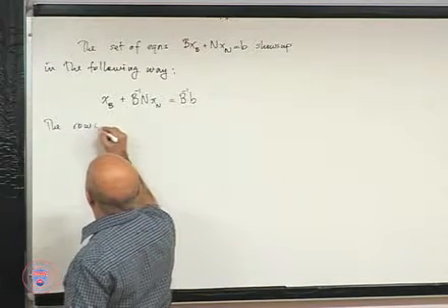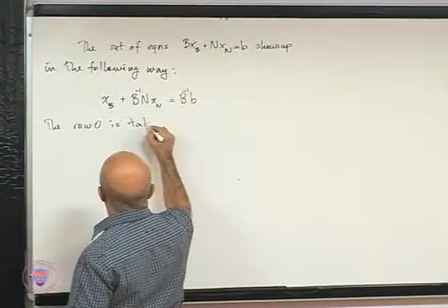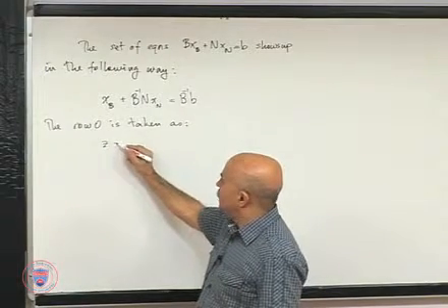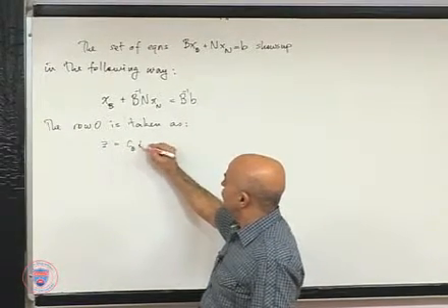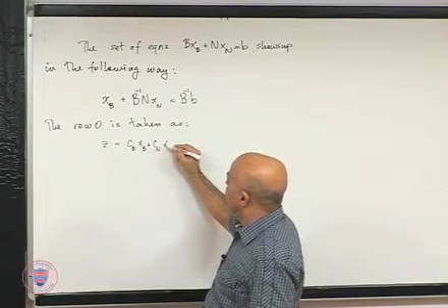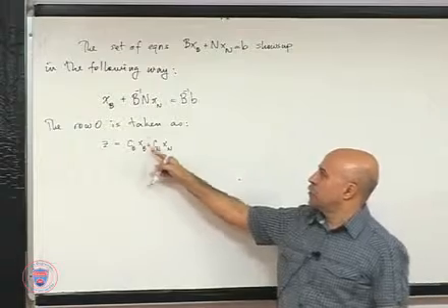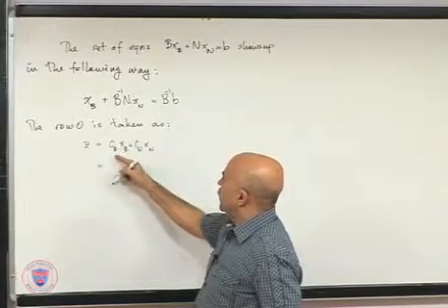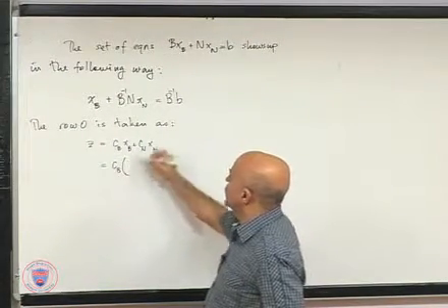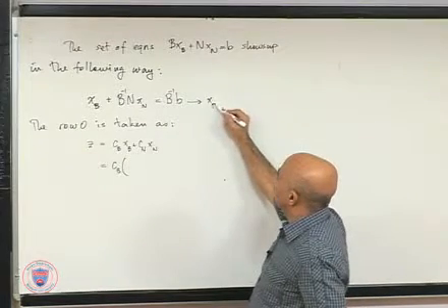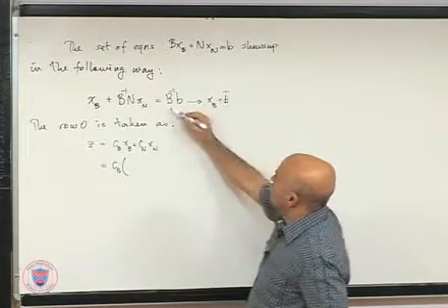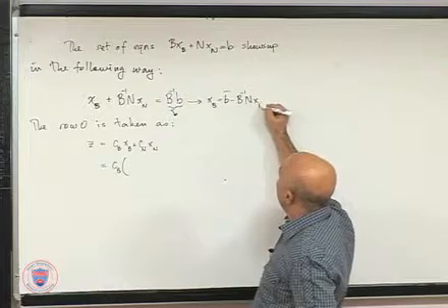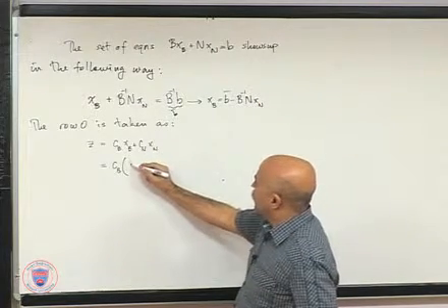The row 0 is taken as follows. We simply take z as CBXB plus CNXN, but we substitute for XB the solution we have here. So this will be CB times XB. XB here, from here, of course, XB is equal to b bar, which is this part, minus B inverse N XN. And so you just substitute that here.